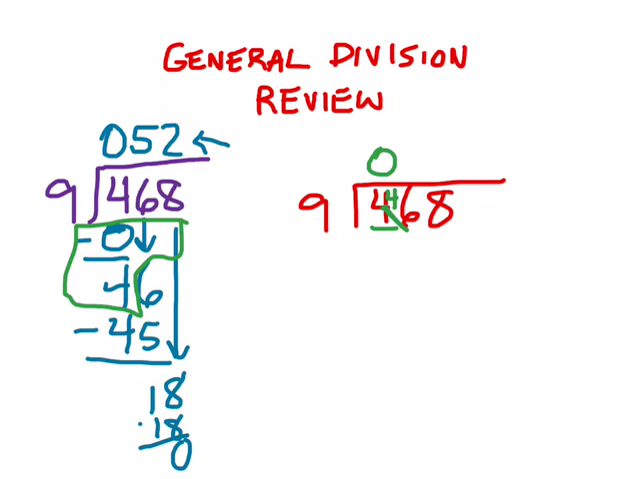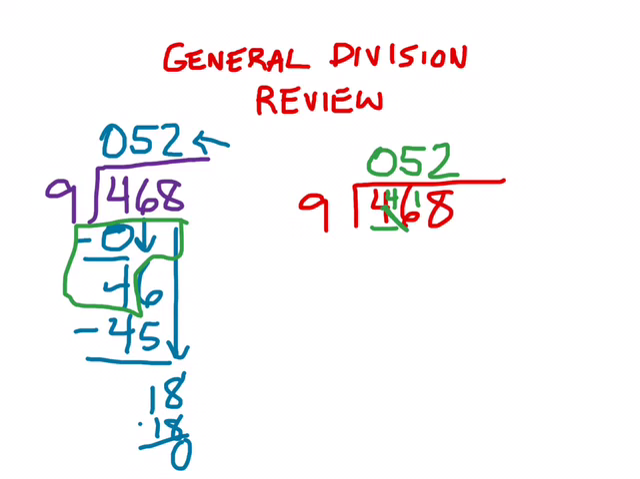9 goes into 46. Well, 9 times 5 is 45, so it goes in 5 times. And since that's 45 and I'm comparing it to 46, there's 1 left over. So I'll carry that 1, and I'll treat this next value as 18, the 1 and the 8 together. 9 goes into 18 2 times. There's 0 left over, so I won't carry anything. And that's it. That's short form division.